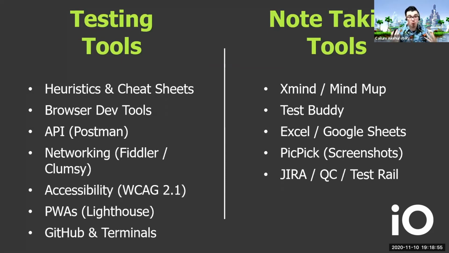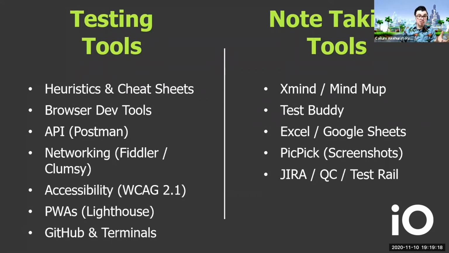You can use Excel or Google Sheets. You can capture screenshots or record your screen with a screen recorder. Or at the very least, you can get all that stuff and plonk it into tickets in Jira. You can make QC, Quality Center tickets or scenarios, or you can use something like TestRail as well.